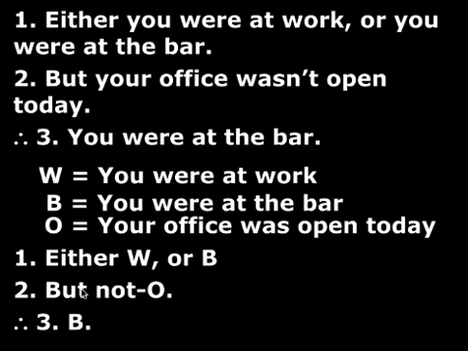It's only a conjunction if it's in the middle, if it's putting two things together, something on the left and the right. Same thing with "and." If "and" is just starting a sentence, also just ignore it. Which means 2 is just going to be tilde O. So that's what we have. W or B, not O, therefore B. Okay. Let's do another one.